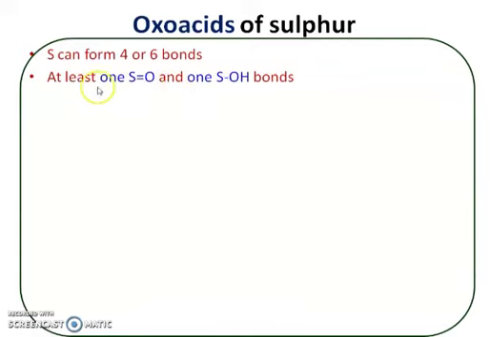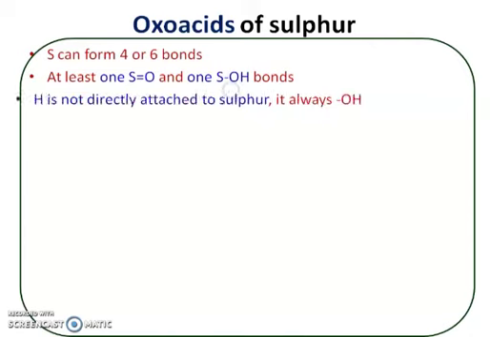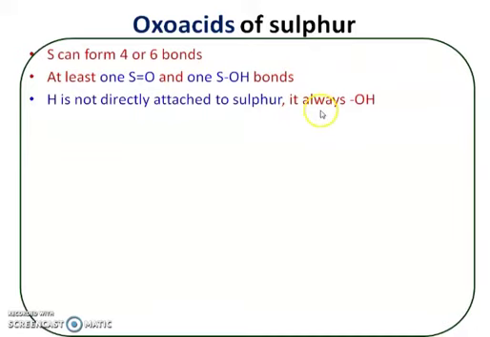In the structure of an oxyacid, there is at least one sulfur-oxygen double bond and one sulfur-OH single bond. So this must be there. Then the third important point is, the hydrogen atom present in an oxyacid is not directly attached to sulfur. It always exists in the form of OH.